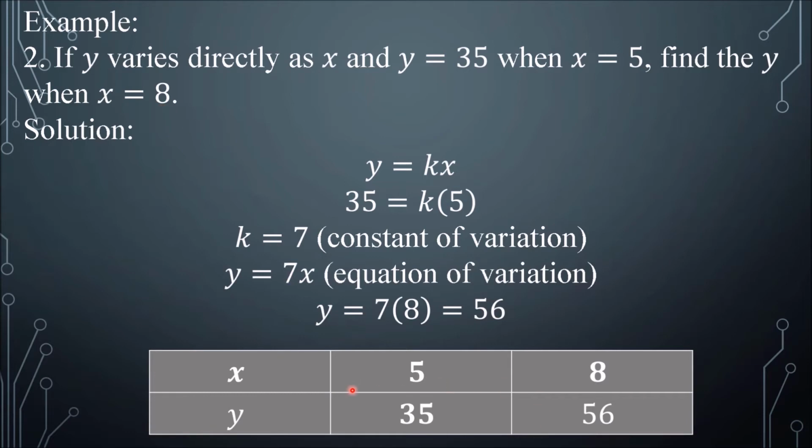Now using table, let's have here, if x is 5, y is 35, and if x is 8, y is 56. Now as you can see, as x increases to 8, 35 increases also to 56. So as x increases, y increases. That is a direct variation.